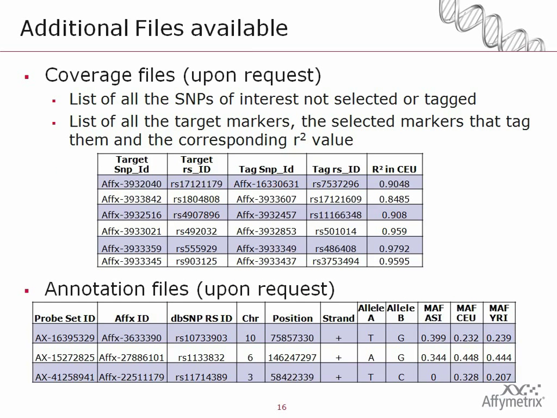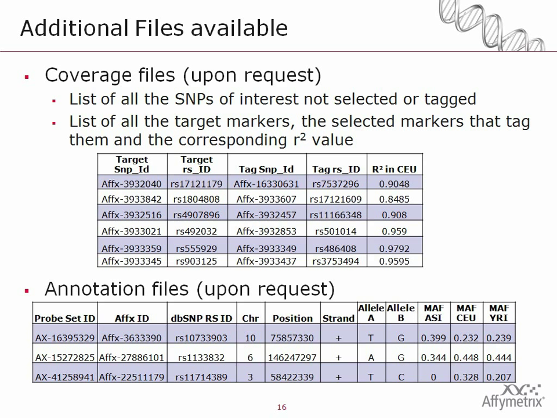In addition to these 2 bed files, we also provide two additional types of files. One we're referring to as the coverage files, and the second is the annotation files. These are special files that are available upon request, aren't included as part of the initial reports provided to you, but simply request them from bioinformatics services and they can be produced.